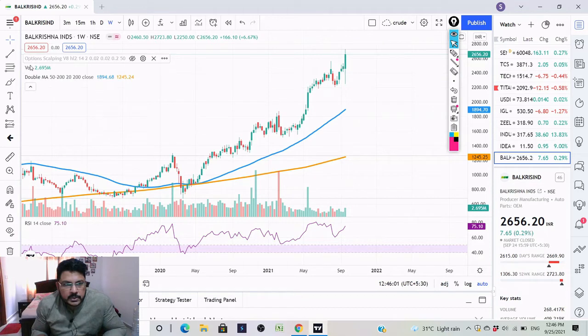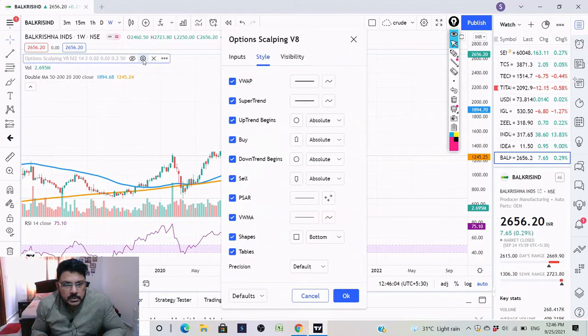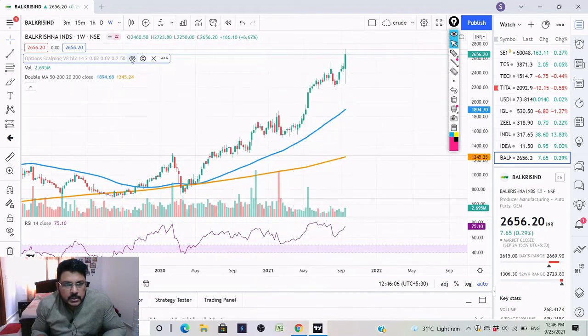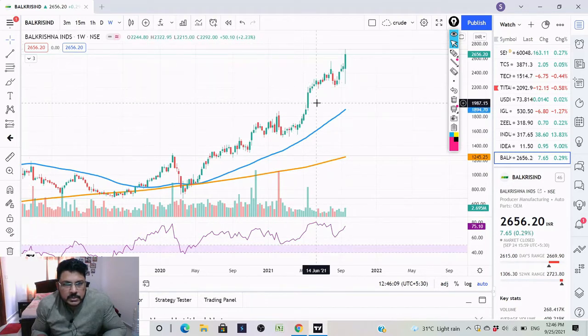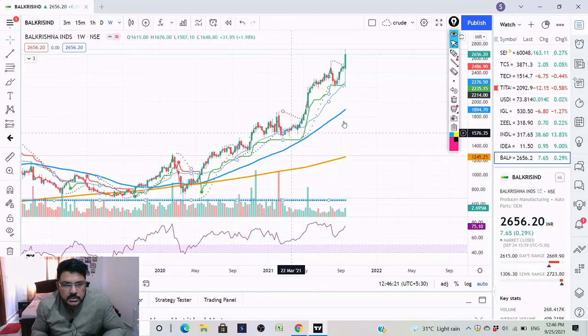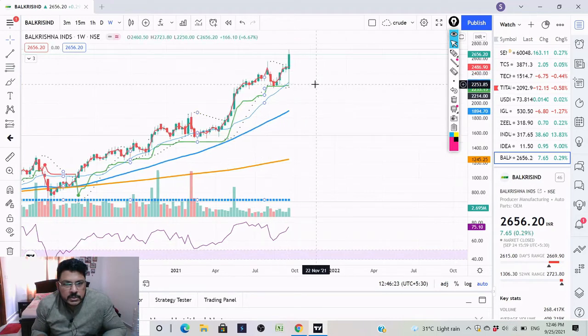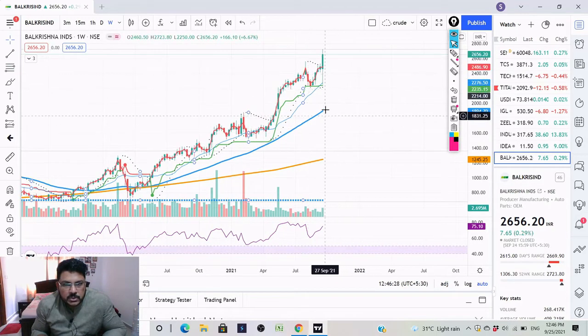Let's apply our super trend here and see if it makes any more sense to buy at this level, because I'm not seeing the volume. You see, notice the highest volumes. Where is it? It is here, it is here. Okay, so it is above the super trend, but I don't think it's the right entry for us to buy way away. Look at the distance between these two moving averages and the price.